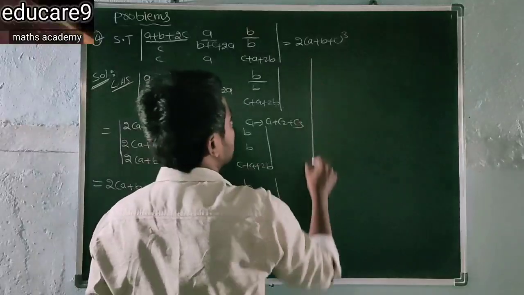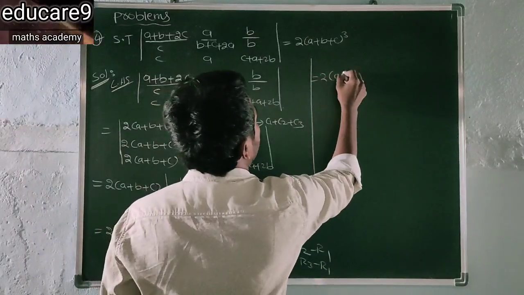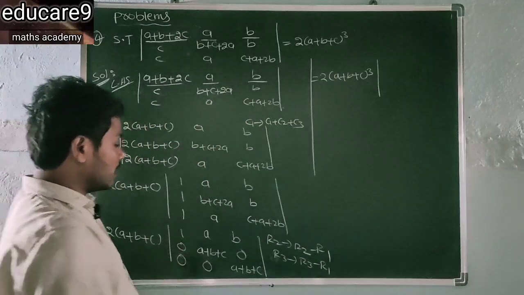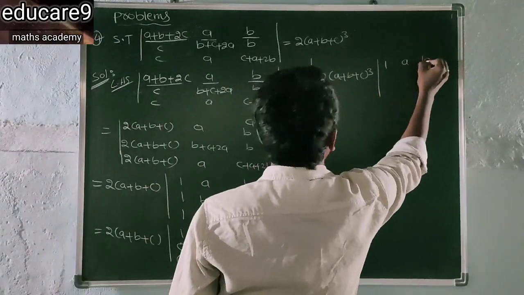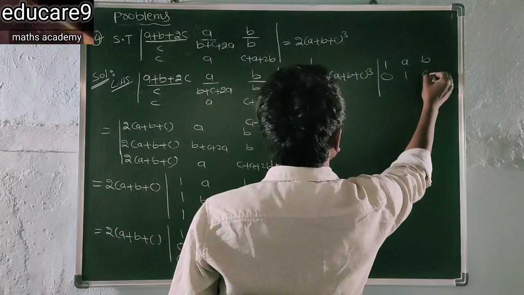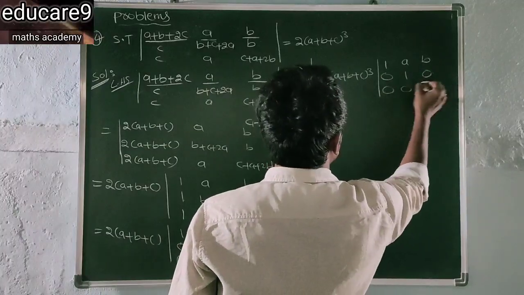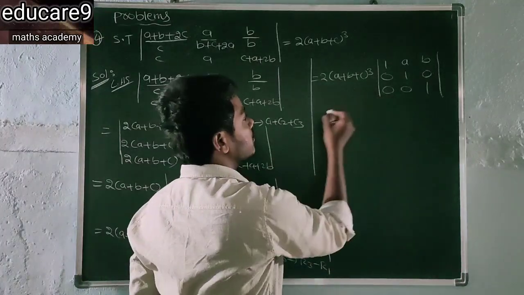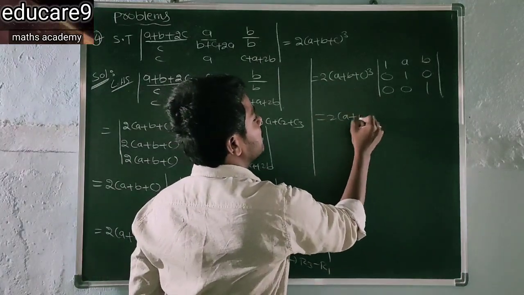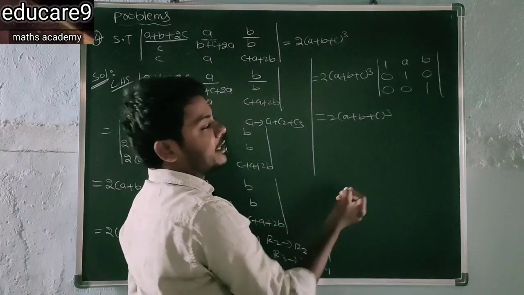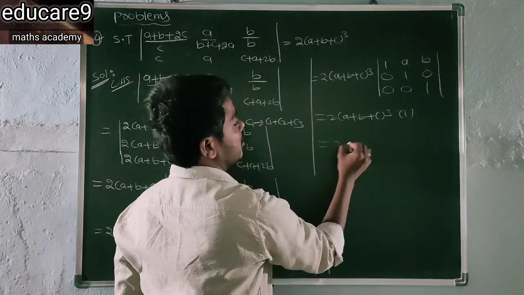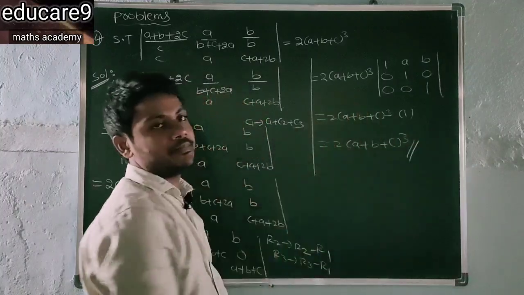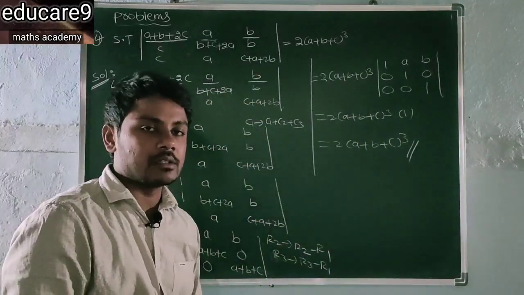So that is 2 times (a plus b plus c) whole cube into the determinant of 1 a b, 0 1 0, 0 0 1. Now clearly this is 2 times (a plus b plus c) whole cube. So what is this determinant? 1. Therefore this is 2 times (a plus b plus c) whole cube. So this is the required answer.